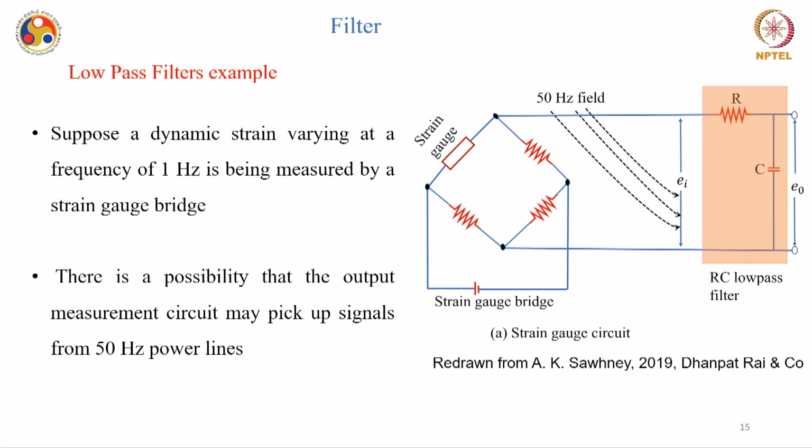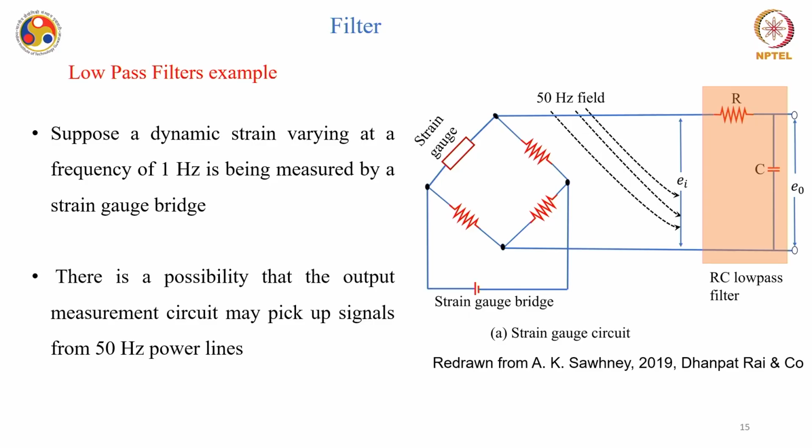There is a possibility that the output measurement circuit can pick up signals of 50 hertz, which is of course the supply current on which it is. I mean, there are a number of 50 hertz fields around any strain gauge because it is our household supply. So, you cannot avoid that if you do not have a proper shield and other things to avoid any kind of interference with the 50 hertz signal. So, it is always possible to pick up this 50 hertz power line.